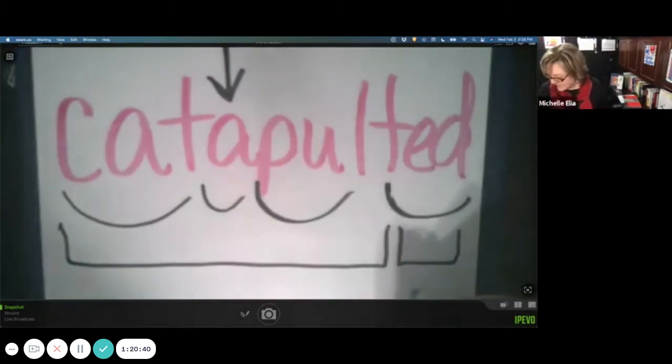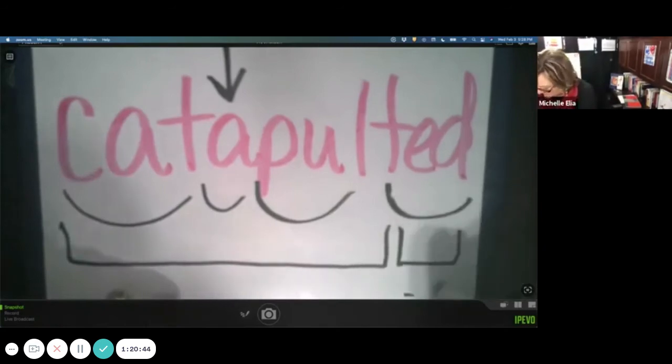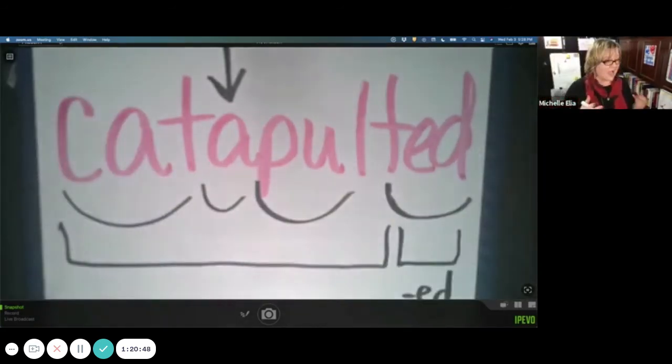So -ed means it happened in the past, but my verb is catapult. And I can give you a little bit more information about this particular verb because I think this part's fascinating. I love to utilize the resource Etymonline. Etymonline is like my go-to whenever I teach vocabulary to help me make sure I talk about all the necessary components of the language.